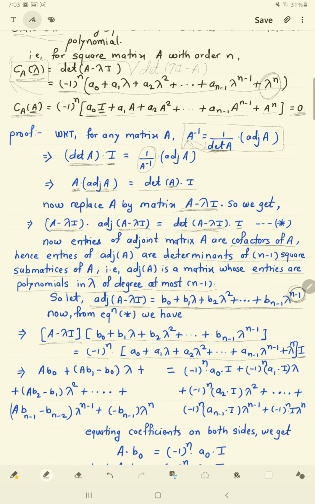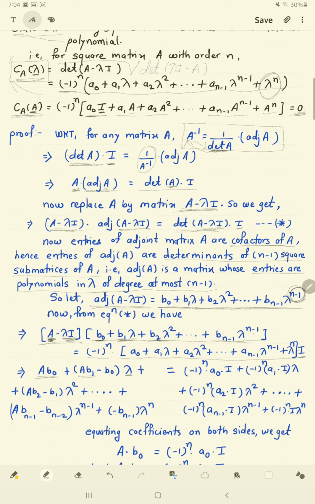Now if I do the matrix multiplication, I will get A into b0, A into b1 lambda, A into b2 lambda square, similarly up to A b_(n minus 1) lambda raised to n minus 1. Similarly if I multiply lambda I to b0, lambda I to b1 lambda, lambda I to b2 lambda square, up to lambda I to b_(n minus 1) lambda raised to n minus 1, I collect all these terms in the variable lambda. First, the constant term is A b0. You can see here A b0. Now I search for terms in lambda. Now A into b1 lambda.